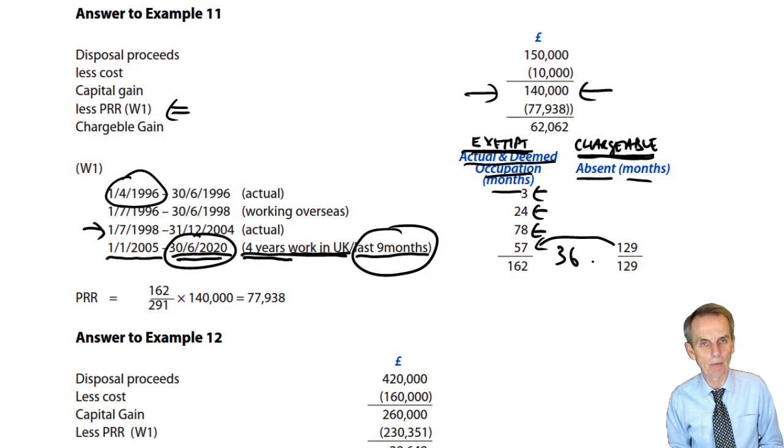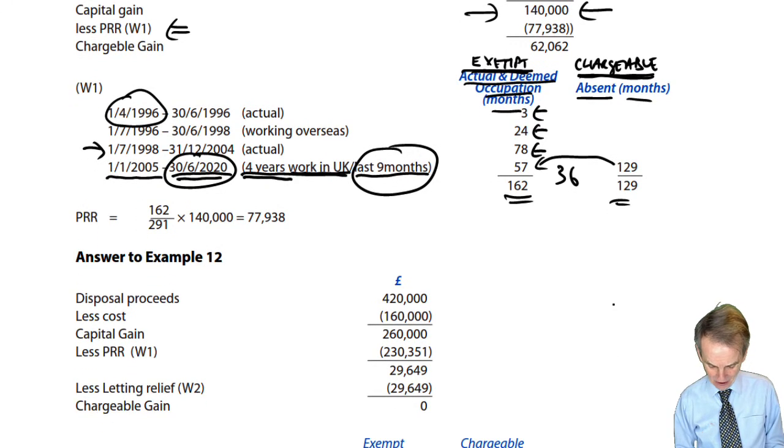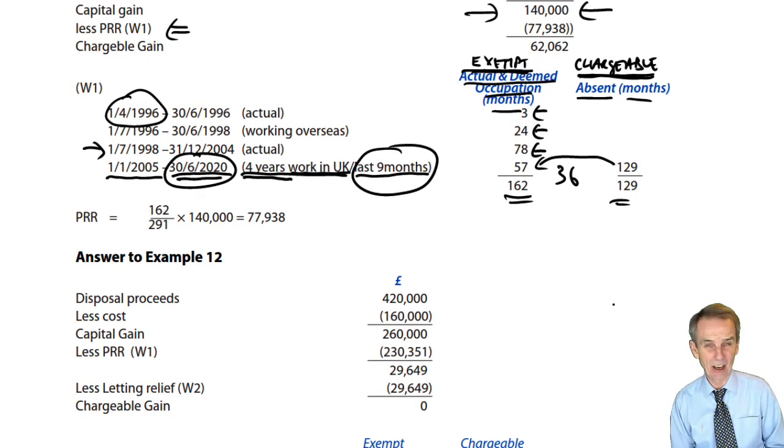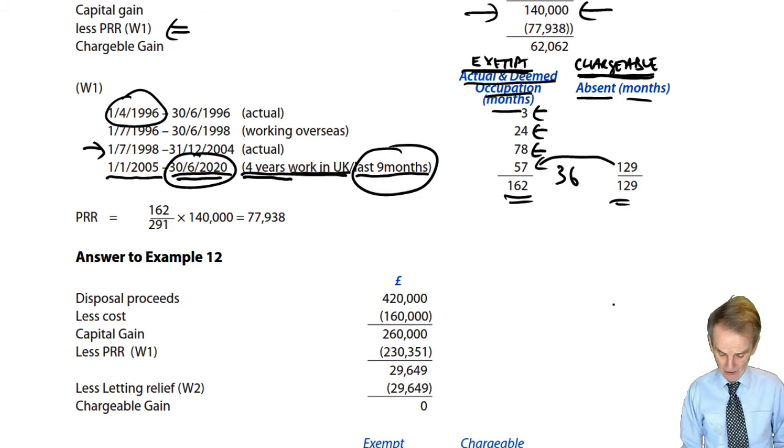the exempt months column. But that didn't happen here, so these figures are as they stand, which again, do check through just in case I've made a mess of the calculations of months in however many years and months there are for each of those periods. Check that through. Let me know if I've got it wrong.